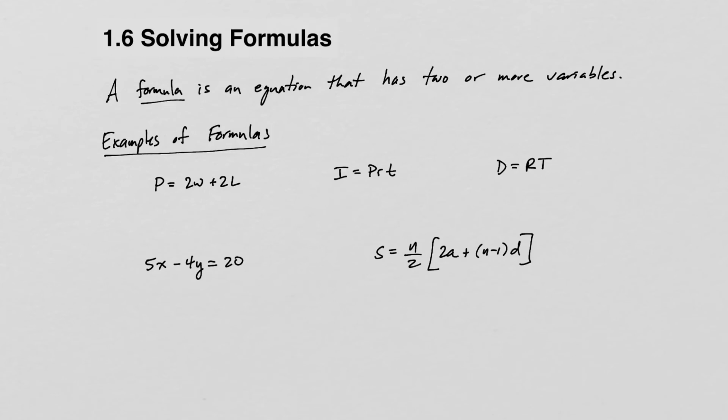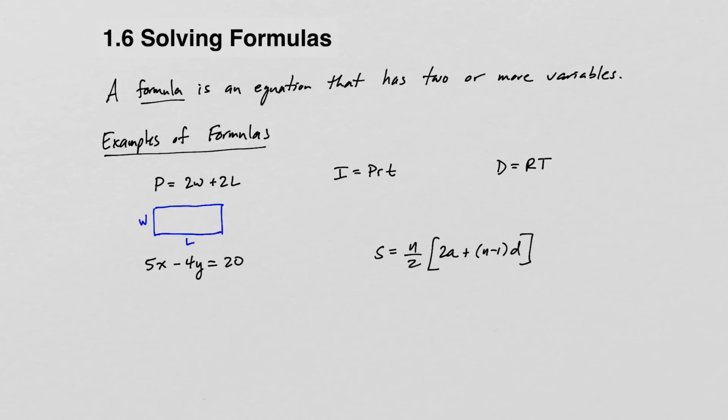So let's start with some examples of formulas. And you'll recognize some of these. First formula, P equals 2W plus 2L. This is an equation that has three variables, P, W, and L. And actually, if you remember from geometry, this is a formula that gives you the perimeter of a rectangle if you know its width is W and its length is L. And the perimeter, of course, is the distance around the rectangle.